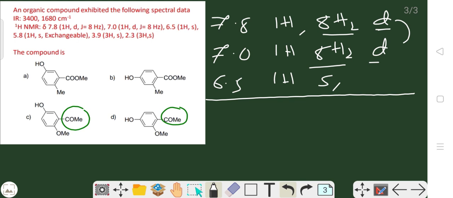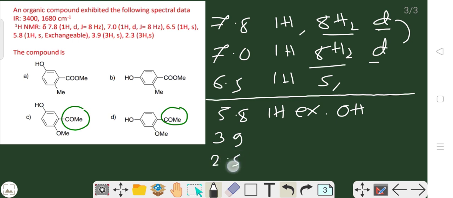Now the first three are from the aromatic region, and the last three, that is 5.8, 1 hydrogen, are exchangeable. You know that exchangeable means an acidic hydrogen may be there, that is due to OH. Okay, fine. So 3.9 and 2.5, most importantly the methyl group. So 3.9 is due to 3 hydrogens and a singlet.